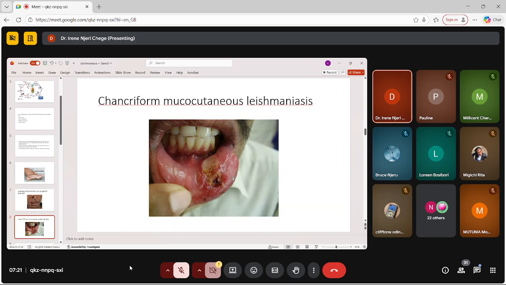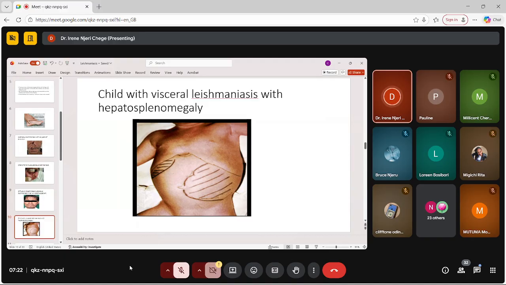This one is diffuse or disseminated cutaneous leishmaniasis, and this patient was actually an HIV patient. So this one is diffuse or disseminated. This one is visceral, like the name suggests. The organs are involved. You can see the internal organs there have been highlighted, the liver, the spleen inside, and this person has got hepatosplenomegaly. This child has got hepatosplenomegaly.